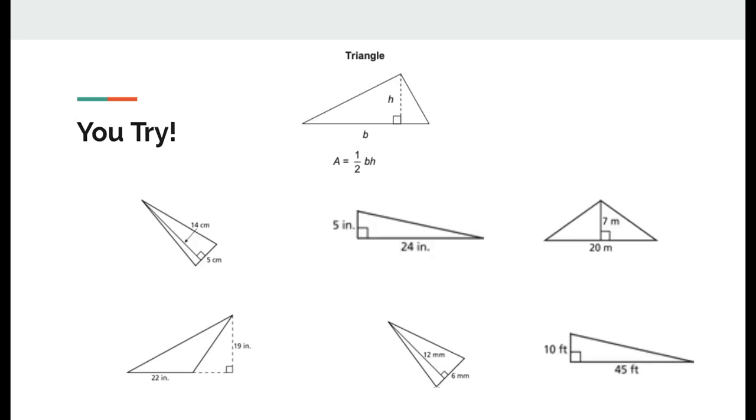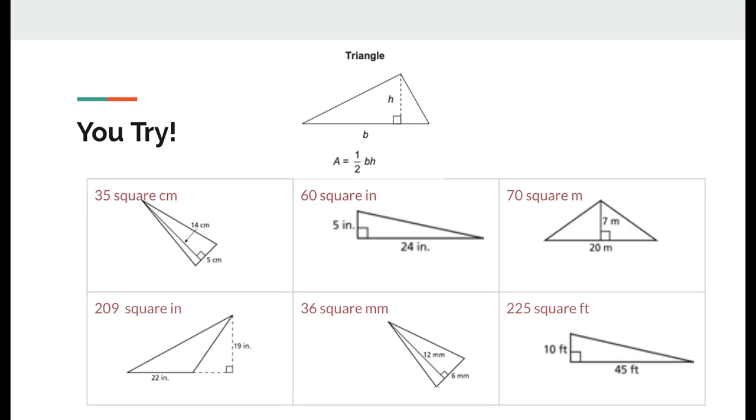Okay, now it's time for you to try some on your own. You need to pause this video, use your paper, pencil, and calculator to figure out the area of these 6 triangles. So I'll give you some time, pause right here, and then when you're ready, you can press play and I'll show you the answers to the area of these triangles. Remember, I said pause. Okay, now you might want to pause again just so you can check to see that you answered all of these try-it-yourself problems correctly.